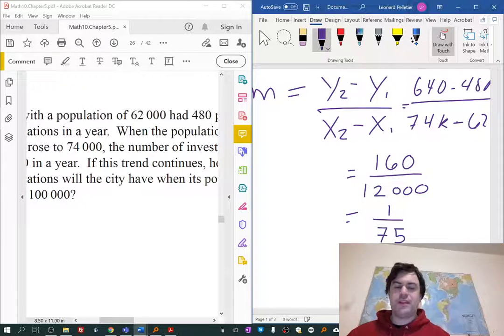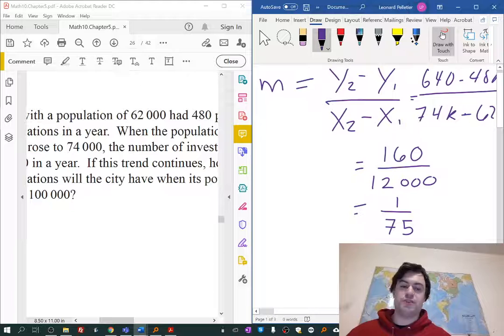So what does this say? Basically, it's saying for every 75 people we add to the city, we could expect there to be another yearly police investigation. So that's what the slope's all about.